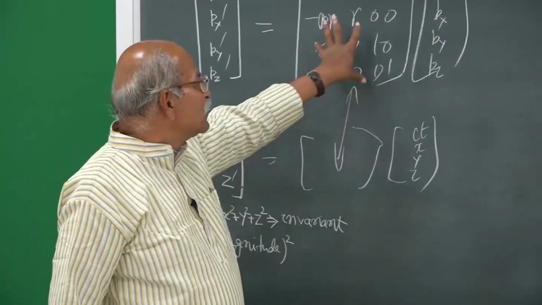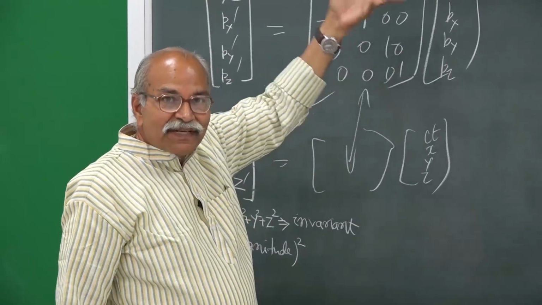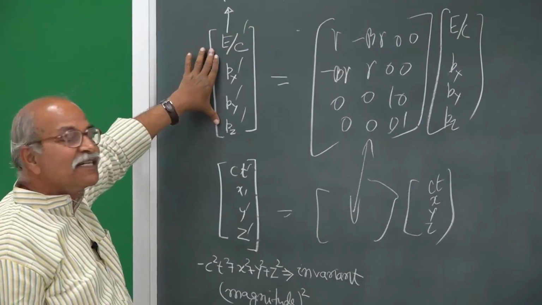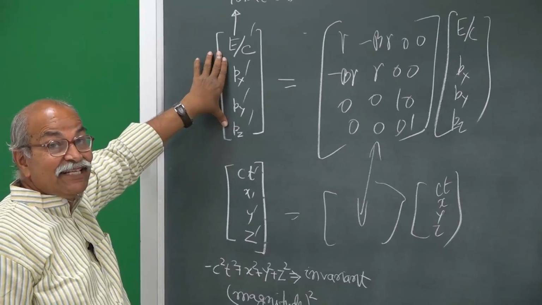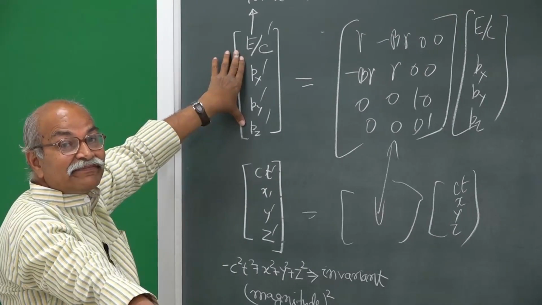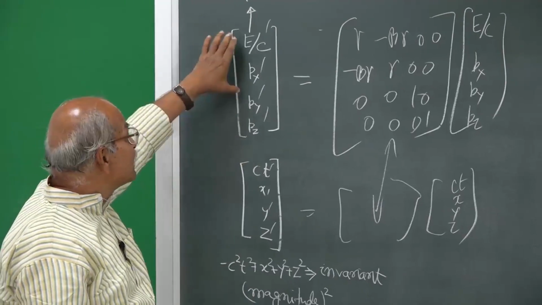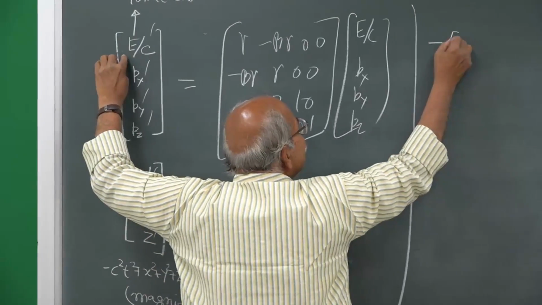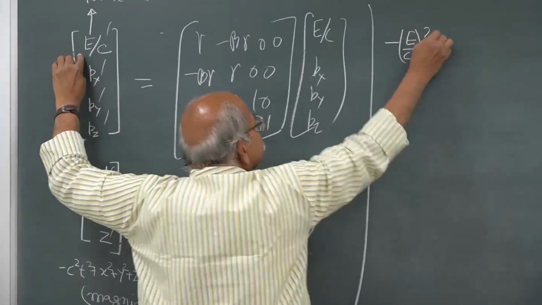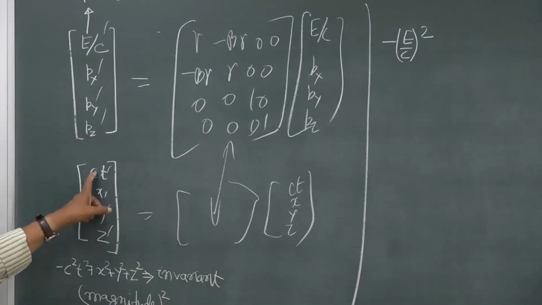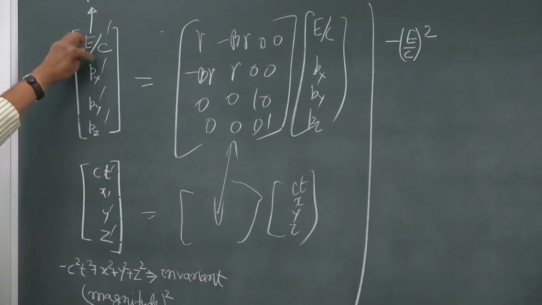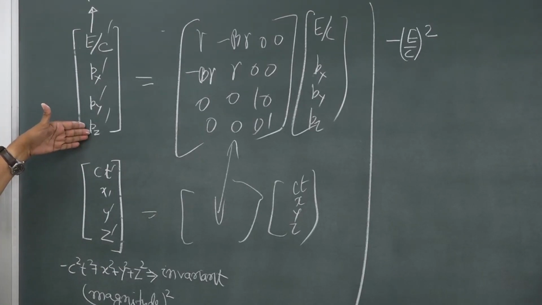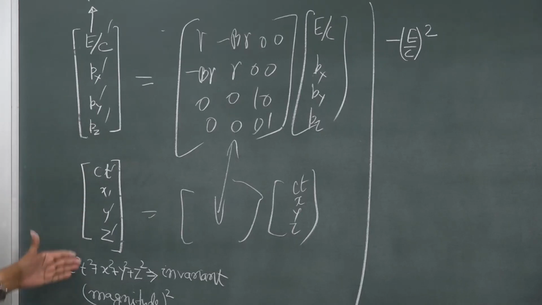Anything that transforms according to this is a 4-vector, and therefore, the magnitude square of this will also remain constant when you change the frame from S to S prime, just like this. So, what is the magnitude square here? The magnitude square here is minus (E by c) square, similarly to minus (ct) square, and then plus Px square plus Py square plus Pz square, just like plus x square plus y square plus z square.